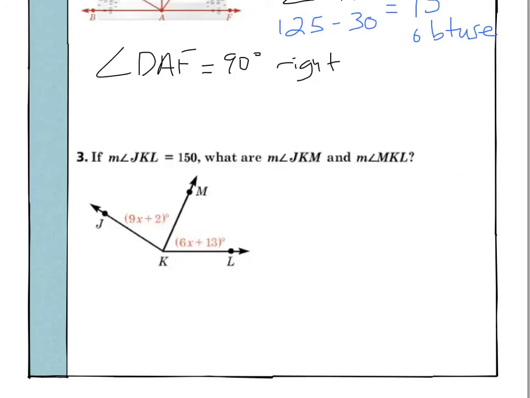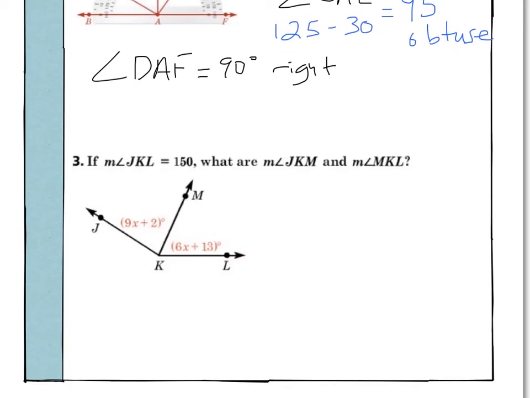All right, so our last question for examples is going to be, if the measure of angle JKL is 150 degrees, what are the measures of the two angles that build it up? So what you have to do at this point is take these two angles and think about the angle addition postulate. And the angle addition postulate basically states this.